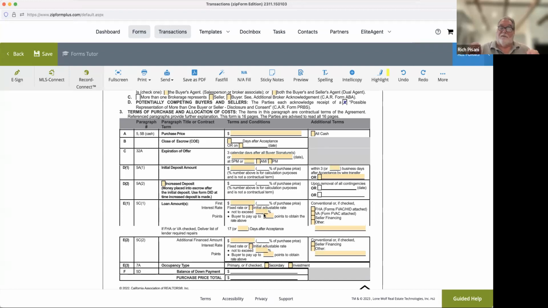So that's the first loan. Then E2 is if there is a second loan, and it would be the same. It would be the same parameters. You will want to get a rate and all of that.